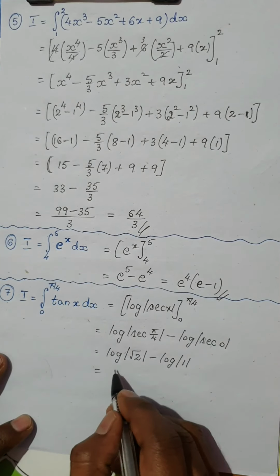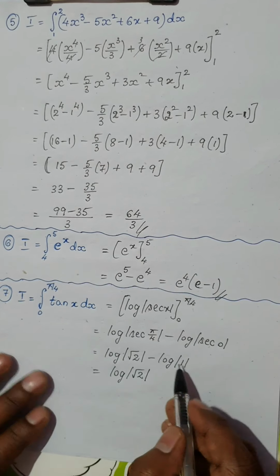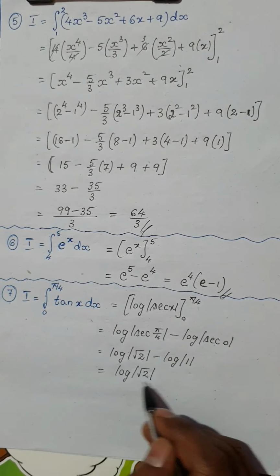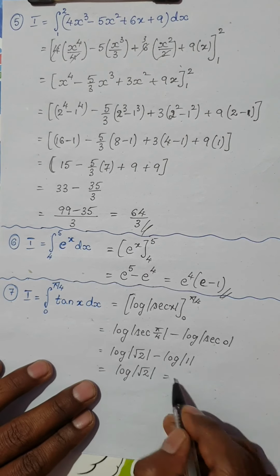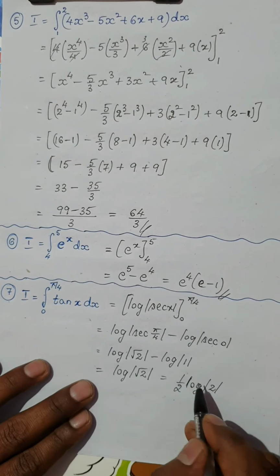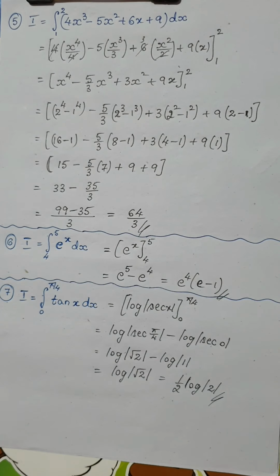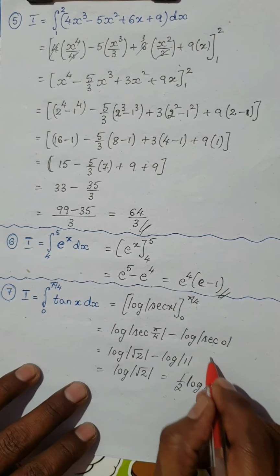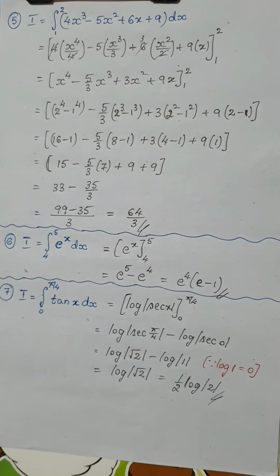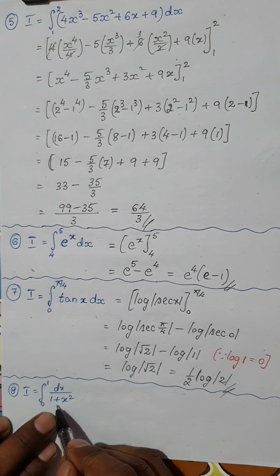Now if you use the laws of logarithms, log m minus log n is log of m by n, and we all know log 1 is 0. So the final answer would be log root 2, or sometimes you can also write it as half log 2, because root 2 is 2 power half, and that half can be multiplied. Is it clear? Right.